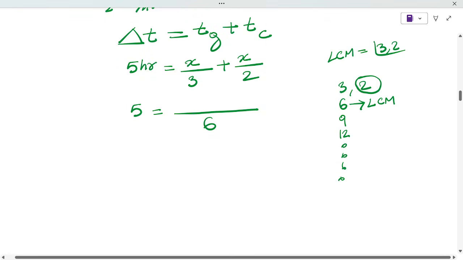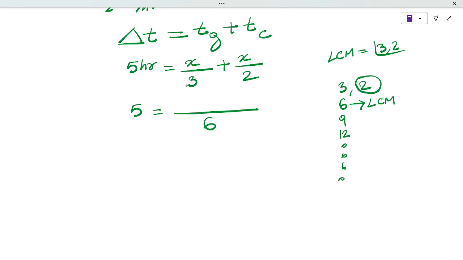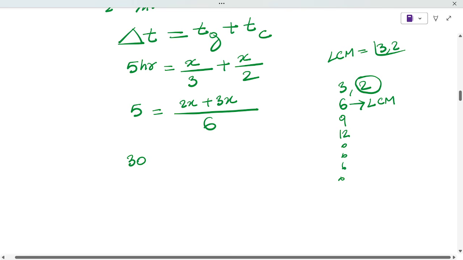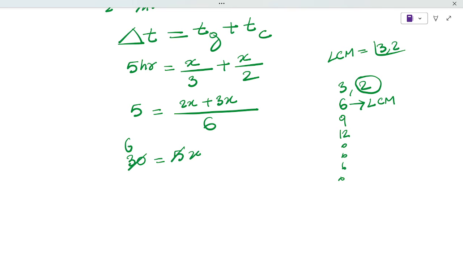Now, 3 twos are 6, and 2 threes are 6. That means x over 3 gives us 2x, and x over 2 gives us 3x, over 6 equals 5 hours, so 5 sixes are 30. 2x plus 3x gives us 5x. 5 ones are 5, 5 sixes are 30. So x, the distance, is 6. Then the answer is 6 kilometers. That's the answer.